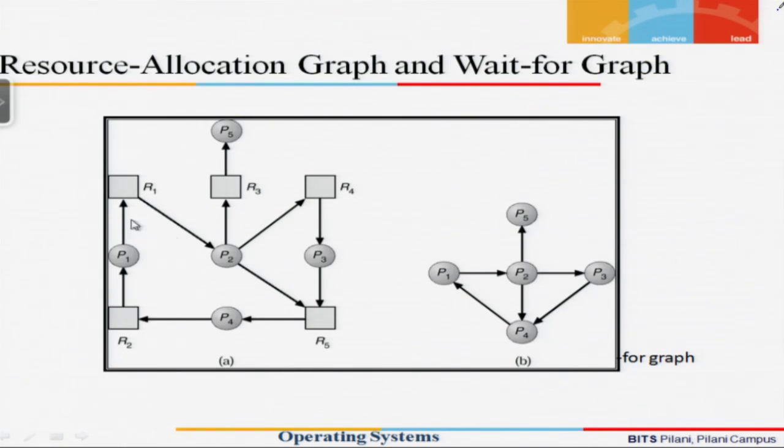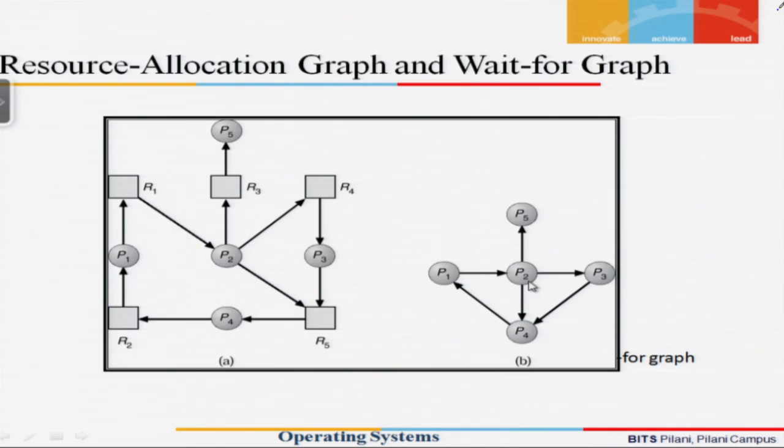So let us just take a very simple example of a resource allocation graph and convert that into a wait-for graph. In this case we can see very clearly that there is a process P1 which is requesting a resource R1 which is allocated to a process P2. So what we are saying is that P1 is waiting for P2 because P2 is holding a resource R1 and P1 is waiting for that. So we eliminate this and directly connect P1 to P2.